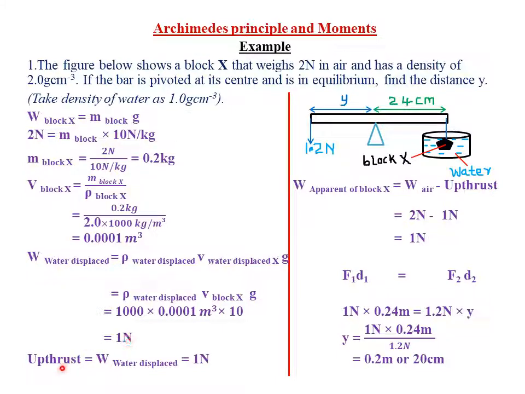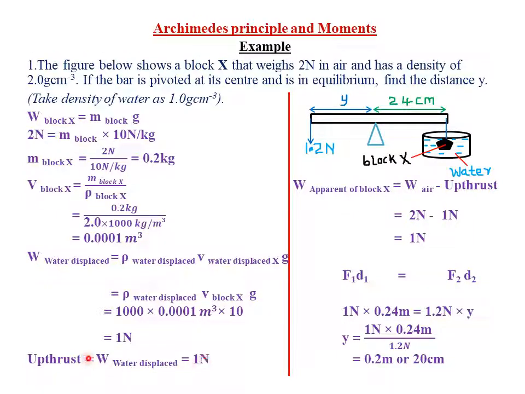Then from the Archimedes principle, which states that when a body is partially or totally immersed in a fluid, it experiences an upthrust equal to the weight of the fluid displaced, it simply means that the upthrust force will be equal to the weight of the fluid displaced. Of course, the fluid being displaced in this case is water. Therefore, upthrust will be equal to the weight of the water displaced, which we have already computed here as 1 Newton.